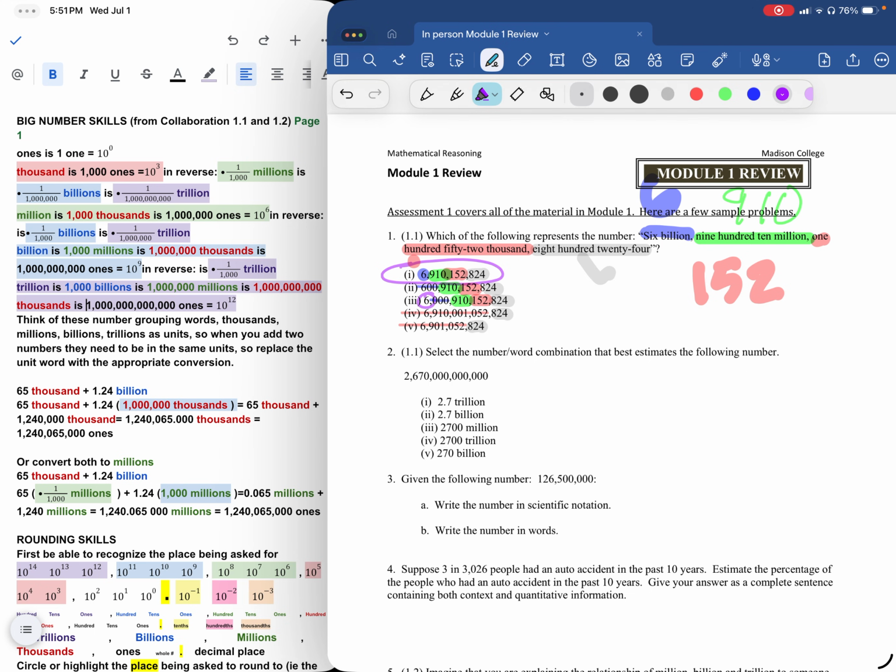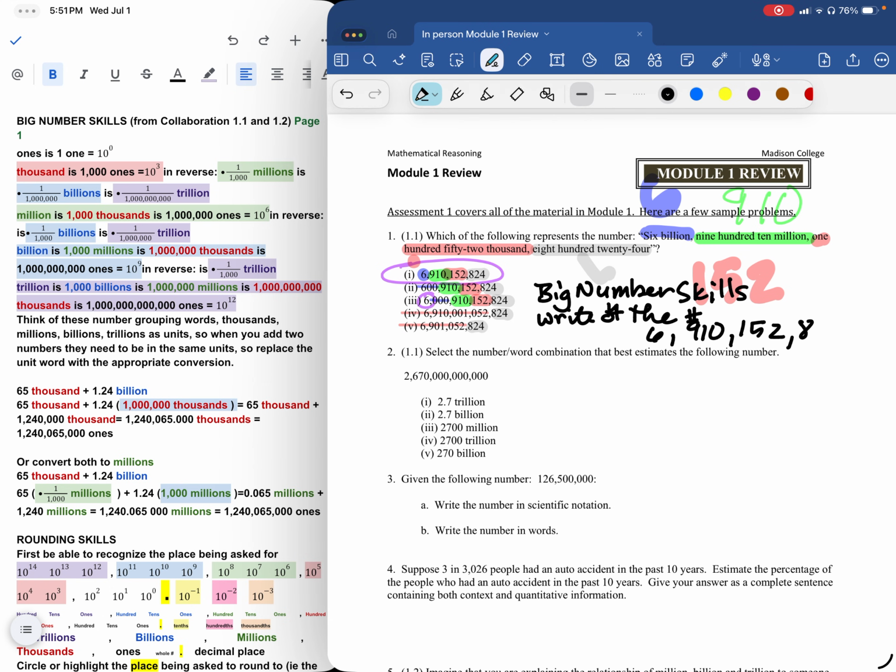So, for explaining this, you could just say, this is big number skills. And then write out the number. So we had 6,910,152,824. Then compare.